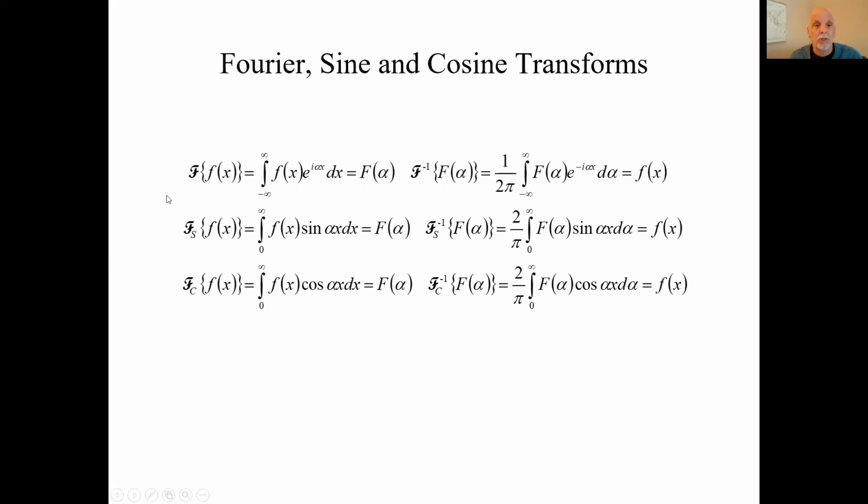And we're also going to have sine and cosine transforms. And I'll just say, here's what they are. I'm not going to derive them. I'm just going to say what they are. And they have their inverse transforms. Here they all are. We'll get into using them in future videos.